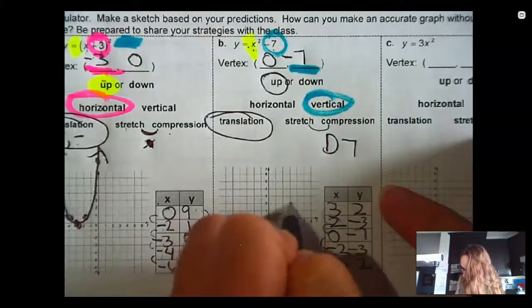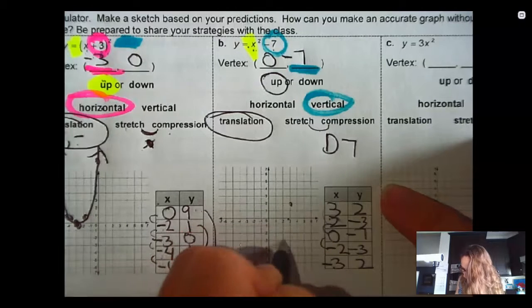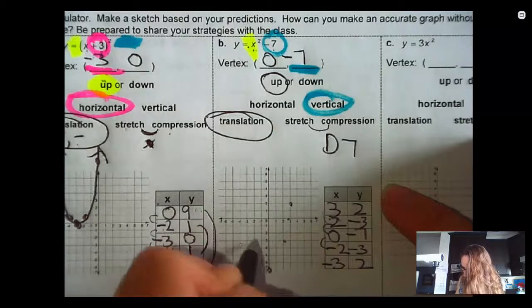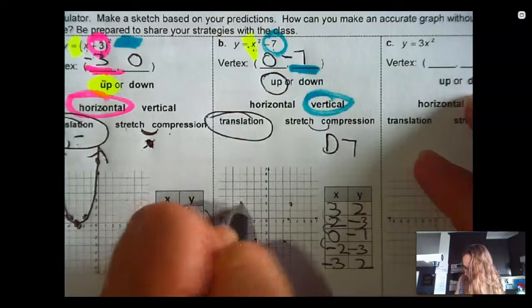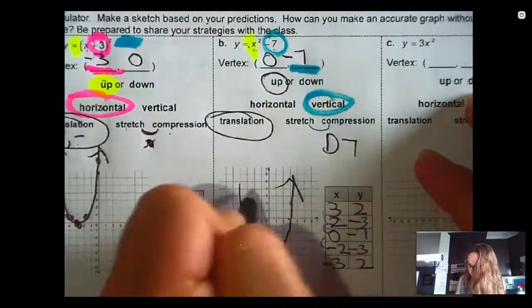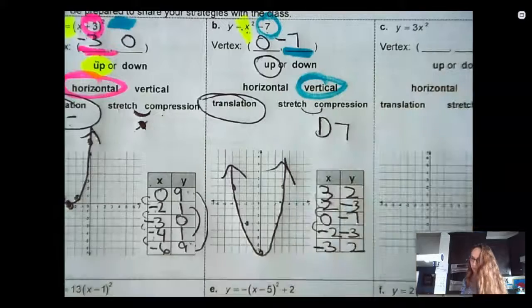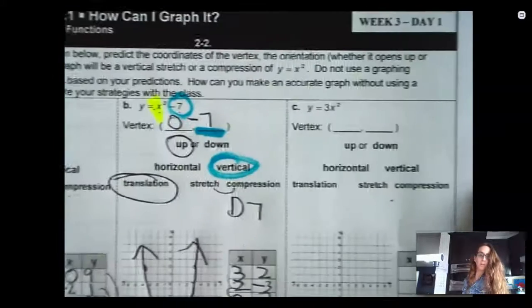3, 2, 2, negative 3, 0, negative 7. Now look at this. I don't even have to think as much, because all I'm doing now is matching it up. And it is going up, and there's my vertex. Let's go to the next one.